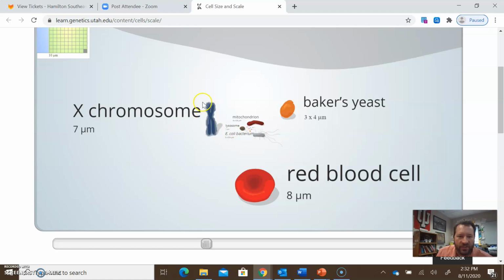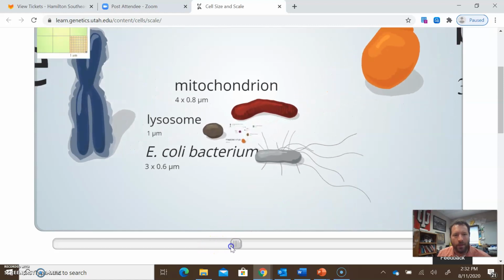You might be looking at that and saying, hey, wait a minute, how in the world do I have 46 of these squeezed inside of a red blood cell? It's an excellent question, and the answer is you don't. Believe it or not, red blood cells do not have a nucleus. They don't have any DNA. So just kind of an interesting fact we're throwing out there.